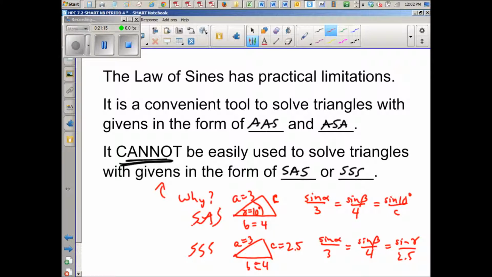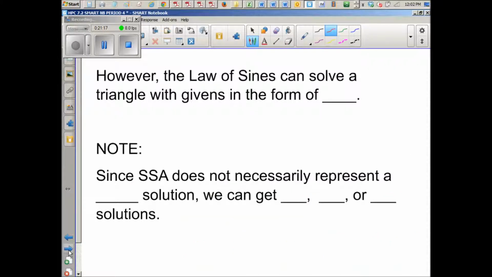The SSA. Okay? The law of sines can solve a triangle with givens in the form SSA. You might say, wait a minute, what do you mean SSA? That's not one of the rules in geometry. It's not a uniqueness theorem, and it's not a congruence theorem, but you can certainly have a triangle that has sides 5, 11, and a 30-degree angle right here. There's nothing forbidden about this.